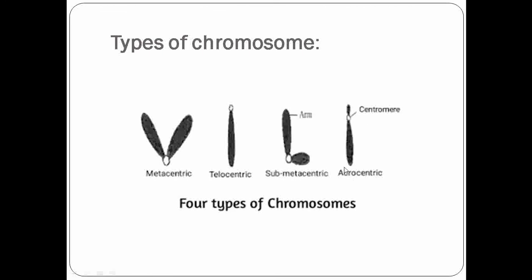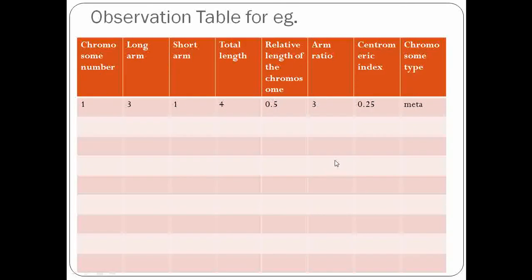So see here, if the centromere is present in an acropetal fashion, means there is a small part at the apex and below that the centromere is present. If the position of the centromere is like that, that type of chromosome we call acrocentric. Okay, so by calculating the centromeric index, you will get an idea whether the chromosome is metacentric, telocentric, submetacentric or acrocentric. So in this way, you have to perform this practical first.